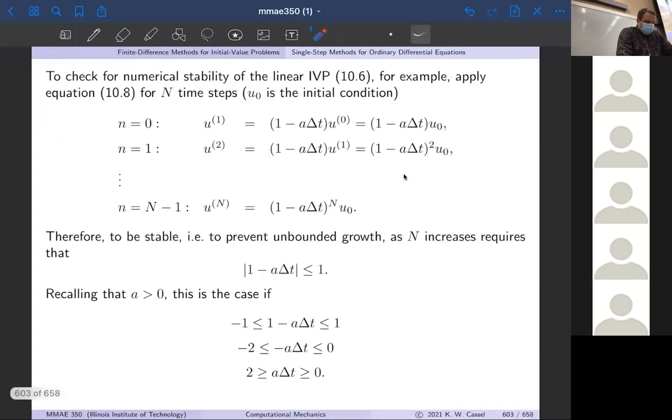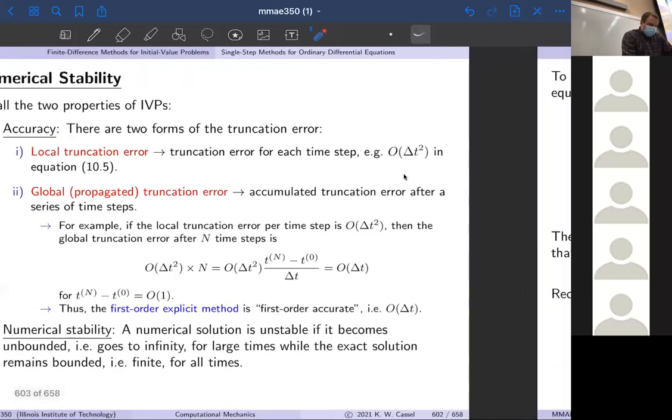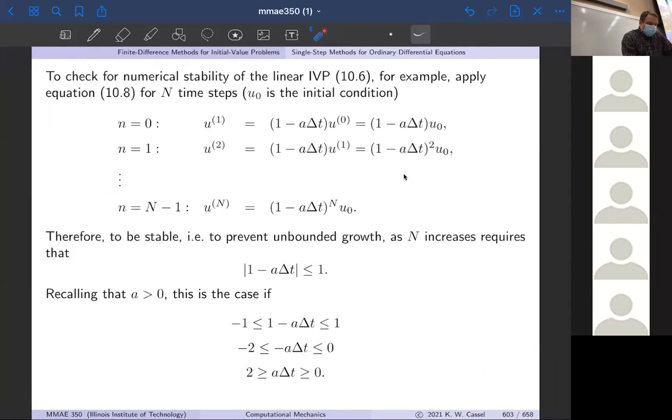So how do we analyze that? How do we determine whether that is happening or not? So let's take a look at the situation we have in front of us, and that is the first order explicit method. And let's think about this from a numerical stability point of view. Okay, so for the initial time, starting with n equal to 0, to get the solution for n equal to 1, we take the initial condition, u0, multiplied by 1 minus a delta t, and that gives us u1. That gives us the approximate solution at the next time step.